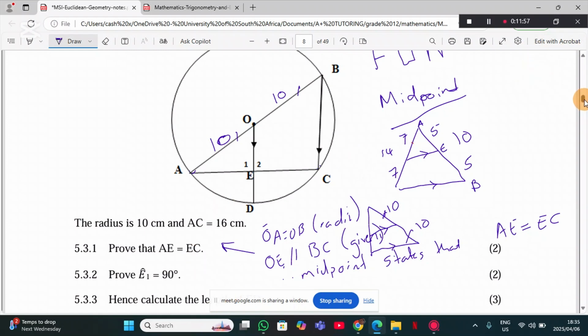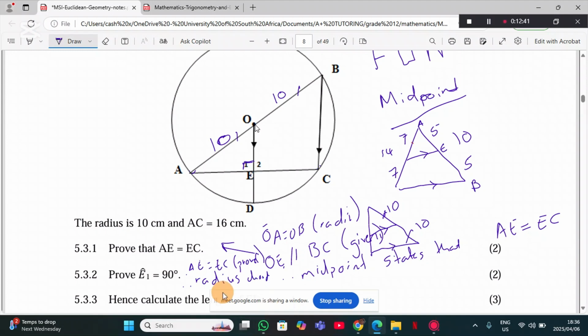And we're also going to use that in the second one, because now they say prove that E1 is equal to 90 degrees. This one is E1, right? You now need to prove that it's 90 degrees. Because you have proved in your previous one that AE is equal to EC, you now say that my AE is equal to EC, which I proved. So the reason is proved, and therefore the radius chord theorem says what?